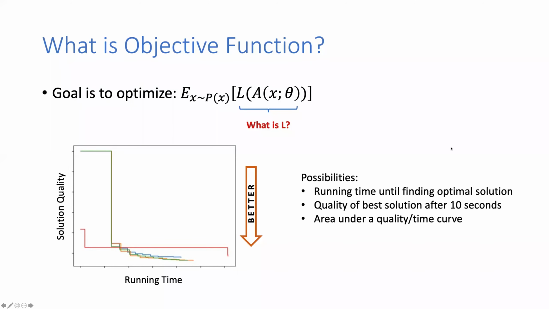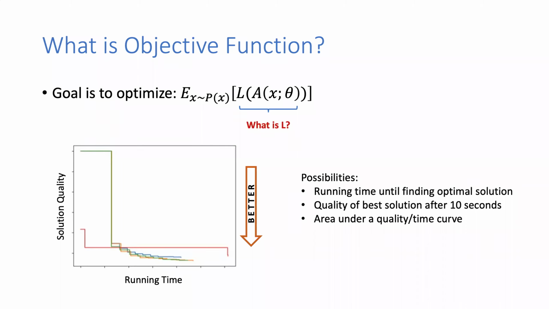So there's a few possibilities for choosing L, capital L, this loss function or cost function. Again, everything here is phrased in terms of a minimization problem. You could also phrase it as a maximization problem, as a reward function, but I'm just going to keep it as a minimization problem for now. So here's a few possibilities. L could be the running time until finding the optimal solution. If we have a way of checking that we found the optimal solution, then L is just the running time. So we want to minimize the running time of the algorithm.